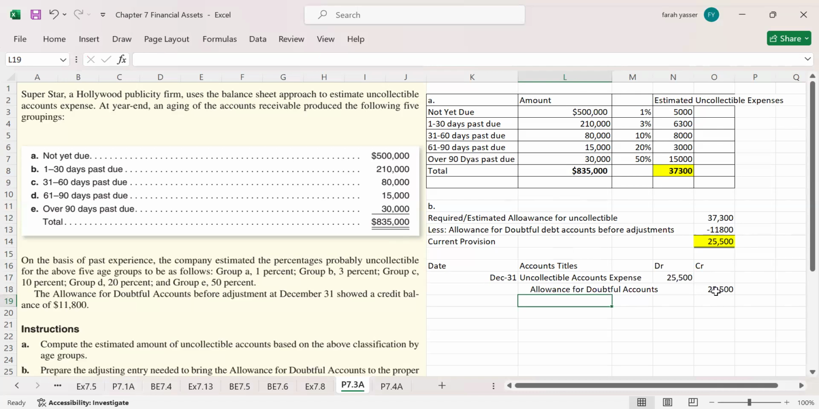We have arrived at this amount by deducting the existing credit balance of allowance for doubtful accounts from the amount we have calculated by the aging method. In this problem, it is a credit balance. Suppose we had a debit balance. Then instead of deducting, we add the debit balance to the estimated uncollectible amount. So this would be requirement B, and then requirement C.